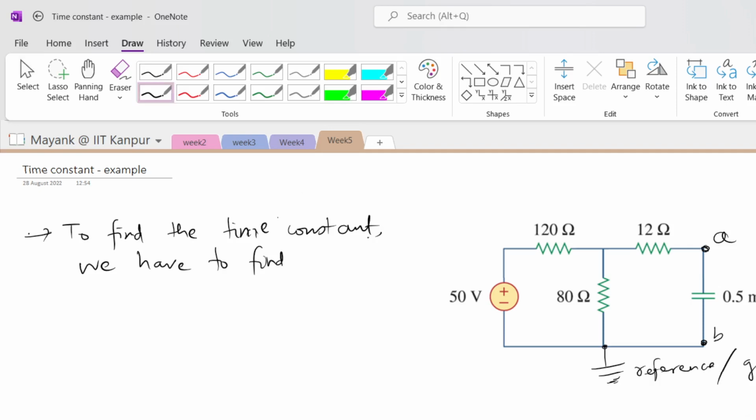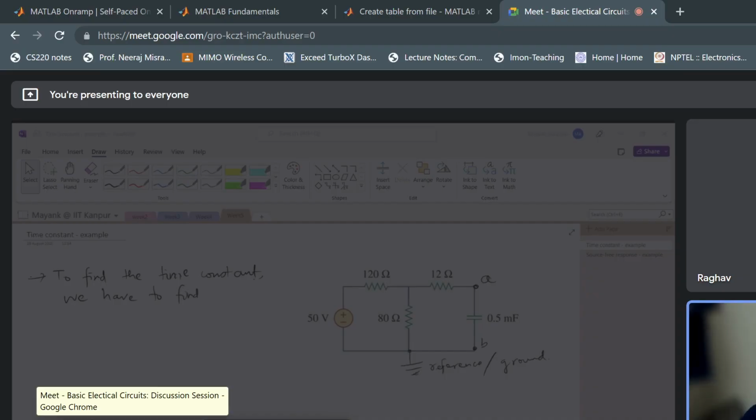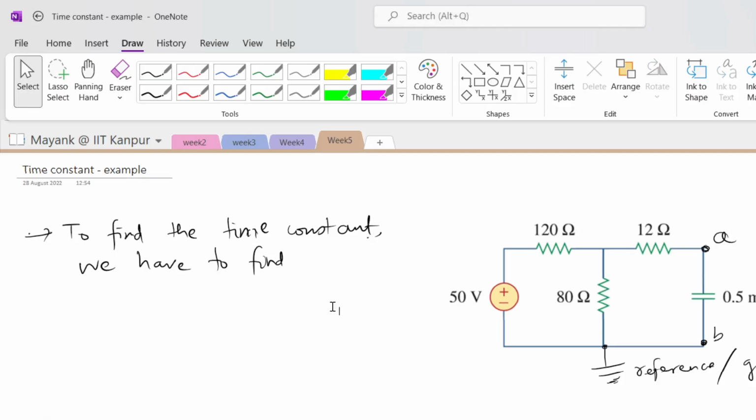Yeah, so hi Raghav. So are you able to see my screen? Hi Raghav, can you unmute yourself and confirm please if you are able to see my screen? Yeah, I can see you. Please go ahead.